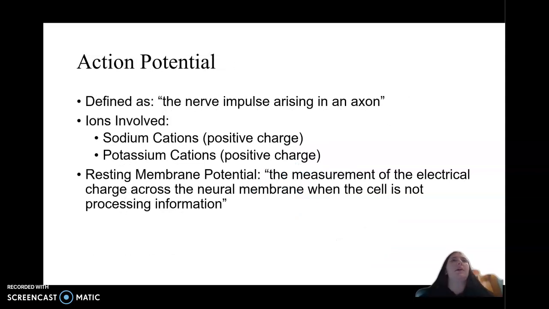Action potential is defined as a nerve impulse arising in an axon. There are 2 major ions involved, sodium cations and potassium cations. The resting membrane potential is defined as the measurement of the electrical charge across the neural membrane when the cell is not processing information.